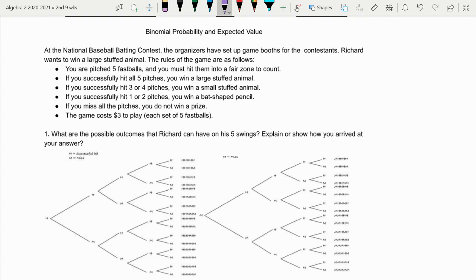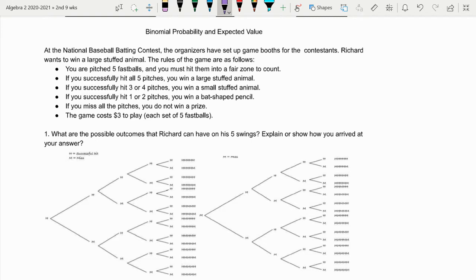That's important for setting up your tree diagram here. You have a choice of doing a few things. You can do the tree diagram, or you can do a Venn diagram. It just depends on what's easier to see. In this case, a tree diagram is a good choice, and that's because of what type of probability this is. This is something called binomial probability.